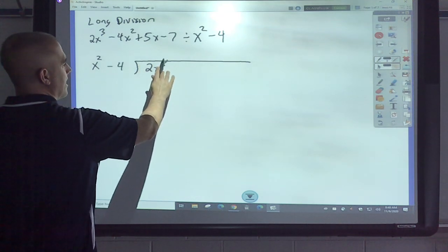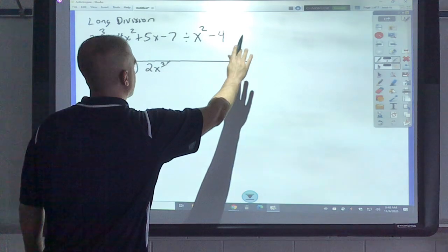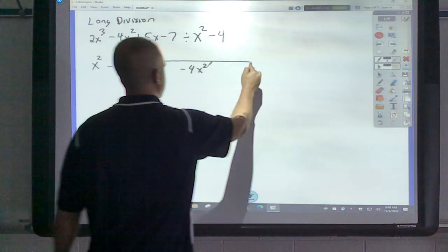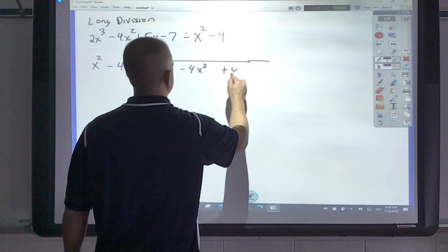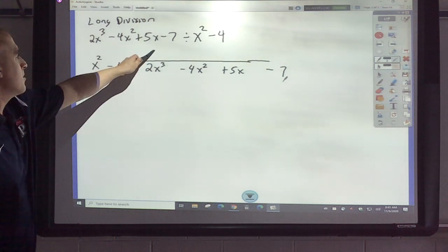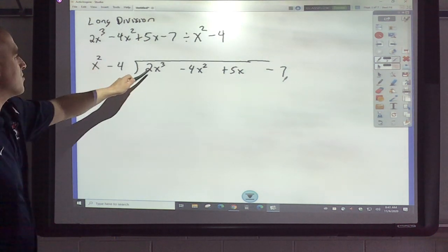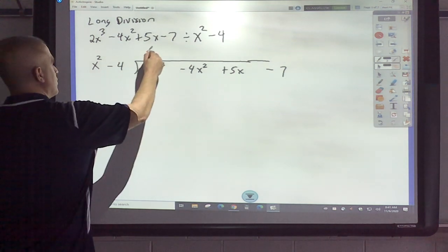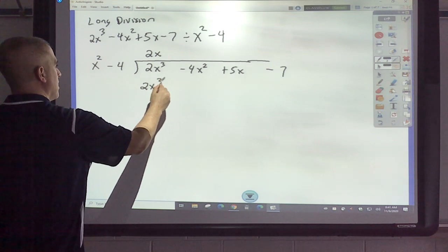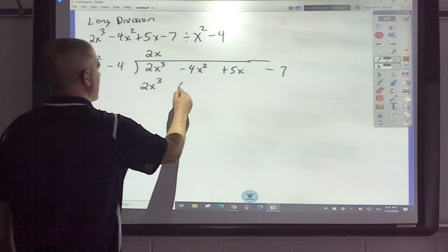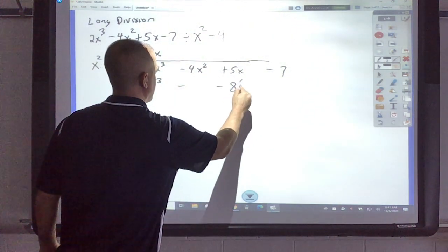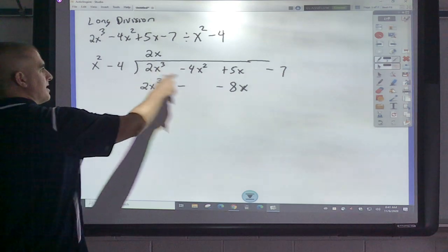Same thing like synthetic. Make sure it's got an x cubed, an x squared, an x term, and a number. And I'm going to leave some space in here, and I'm going to explain why in a second. Plus 5x minus 7. So the idea here is we want to figure out what times x squared would give me 2x cubed. Well, that would just be 2x. So 2x times that would give me 2x cubed. I take 2x times this, I get negative 8x. Now I got to be careful here because that would go underneath this term. 2x times that would give me that.